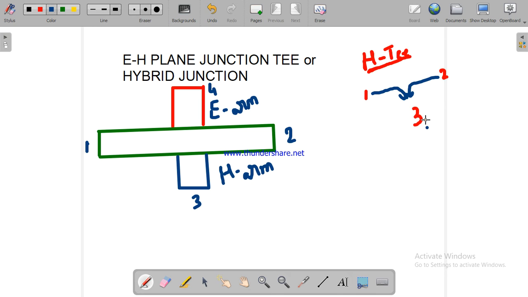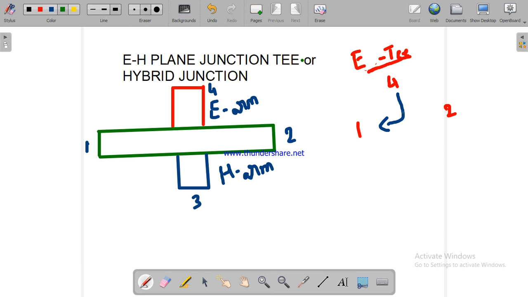When you go for the E plane T junction, we know how the H plane T works, and now we discuss the E plane T. Here we have port 1, port 2 and port 4. Port 4 is the E arm, and ports 1 and 2 are coplanar arms. If we feed microwave energy at port 4, that is, we take port 4 as input, the microwave energy is equally divided between port 1 and port 2.